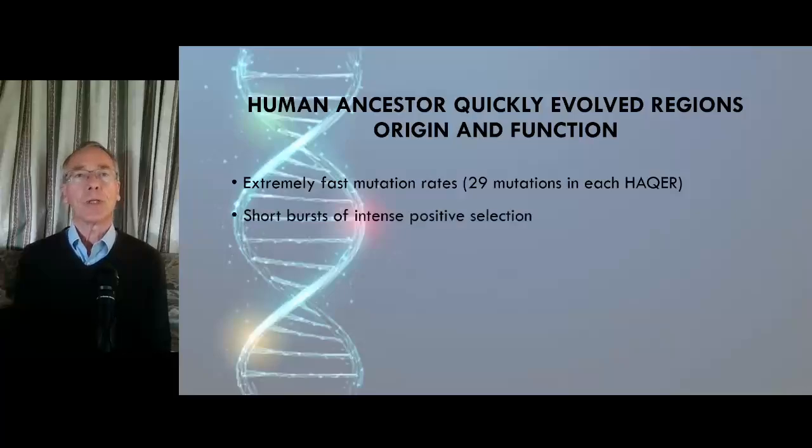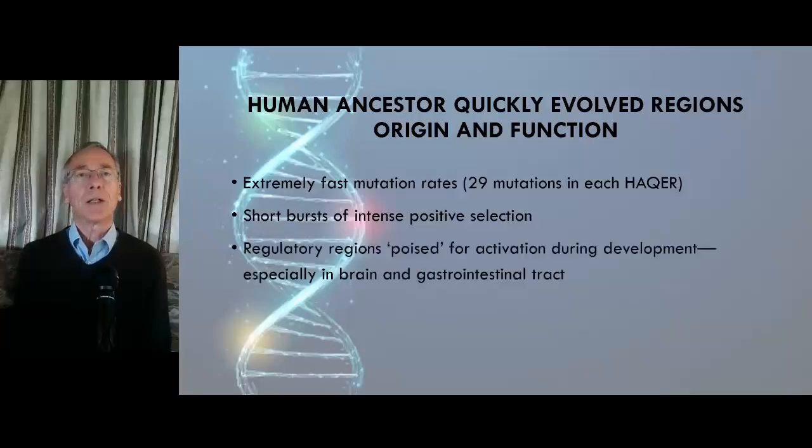Evolutionists talk about short bursts of intense positive selection. One wonders how they know that that happened. But these genes, again, are regulatory regions which apparently seem to be poised for activation during development, especially in the brain and the gastrointestinal tract. So they are very important. They're important from the point of view of controlling genes.